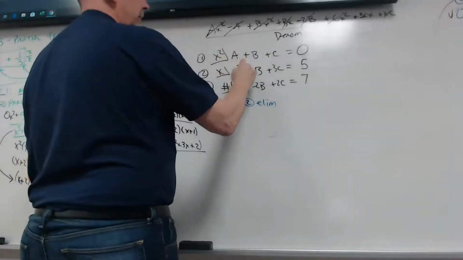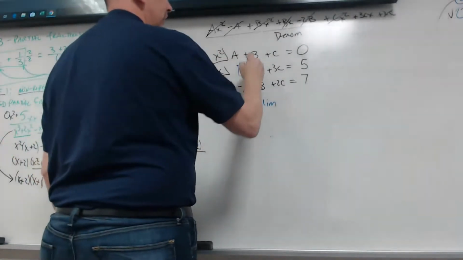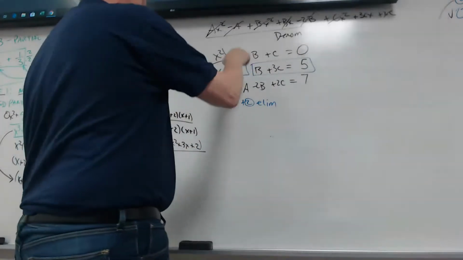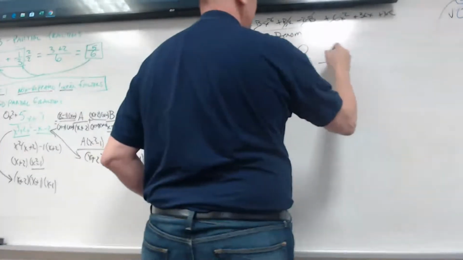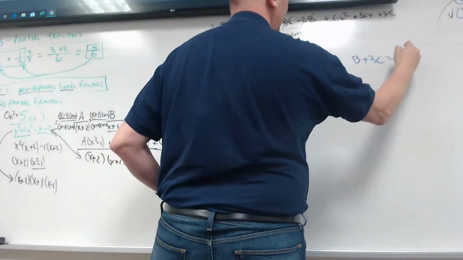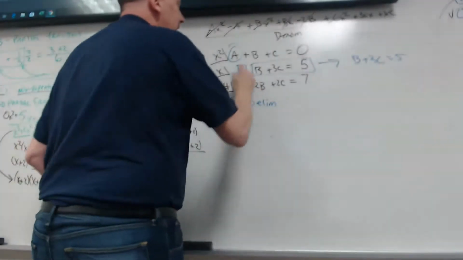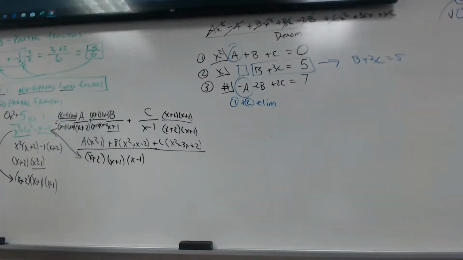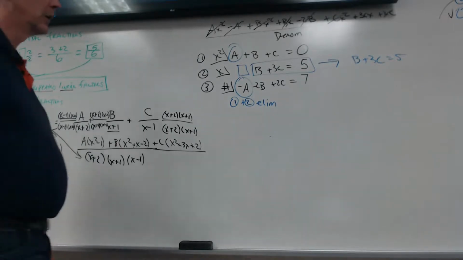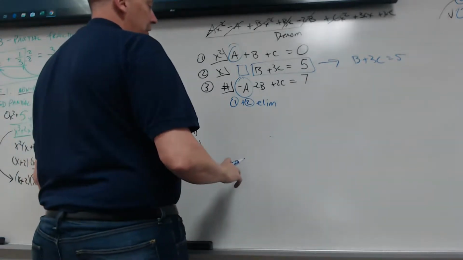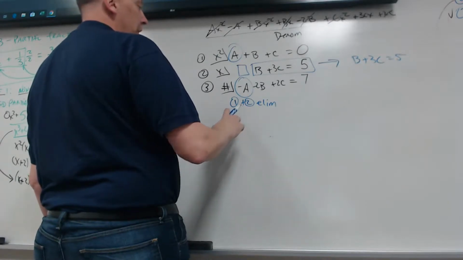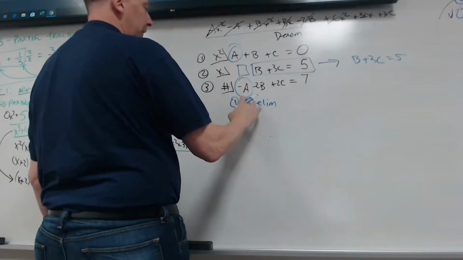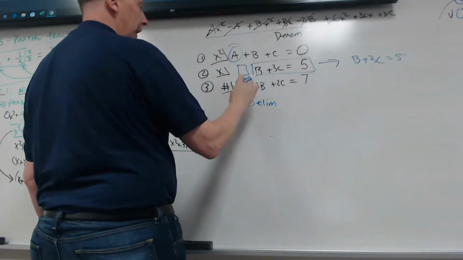Let me just show you a nice little shortcut here. There is no a here, right? So I've already got, if I take that one, this would be b plus 3c equals 5. Now if I can eliminate the a's somehow, how could I eliminate the a's? If we took equation 1 and equation 3, these a's are going to eliminate.